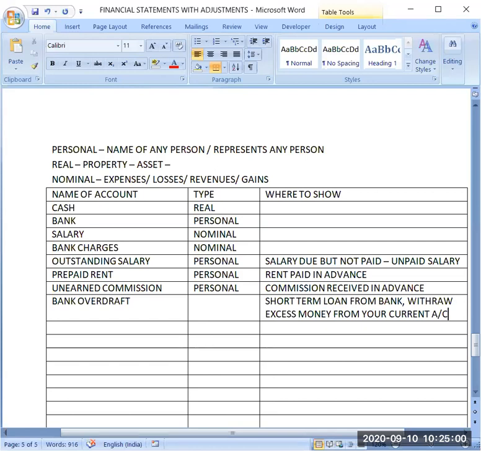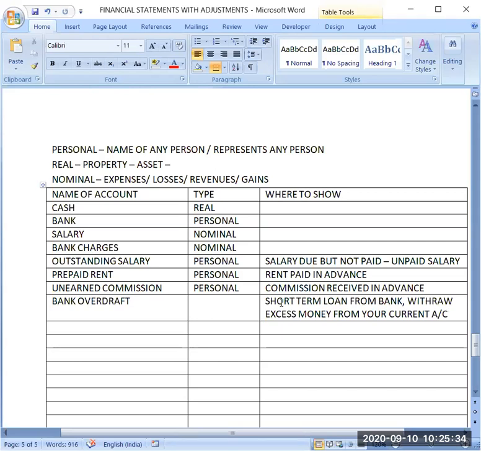Suppose you are having bank balance of 50,000 and you are given a limit of 25,000 more to withdraw. Then, despite having balance of 50,000, you can withdraw 75,000 if you need. But that is having high rate of interest. You have to pay that, and you have to return that amount within few days. So it is a very short-term loan given to you by bank.